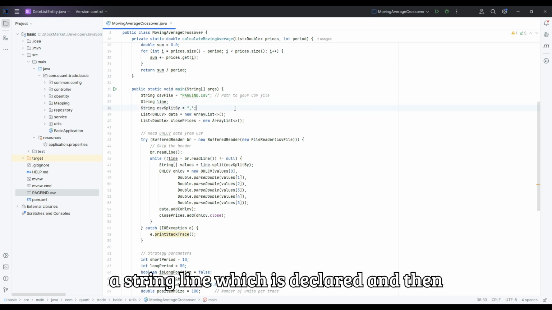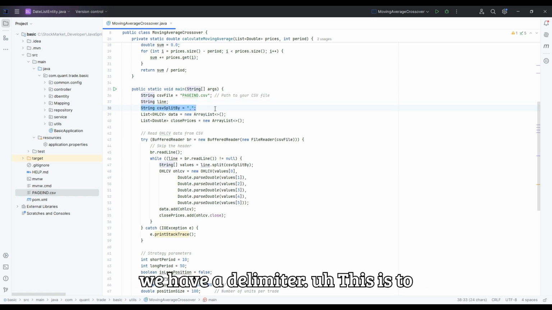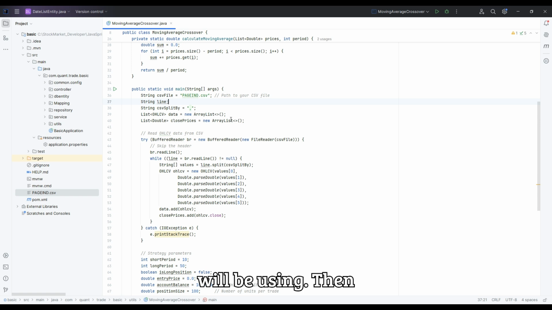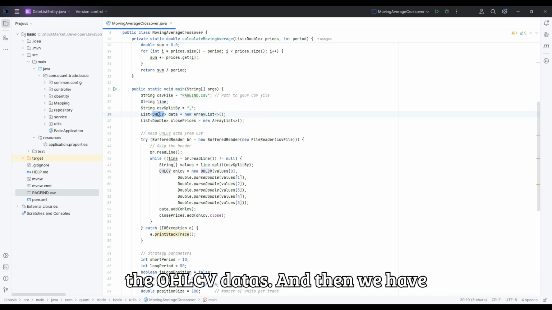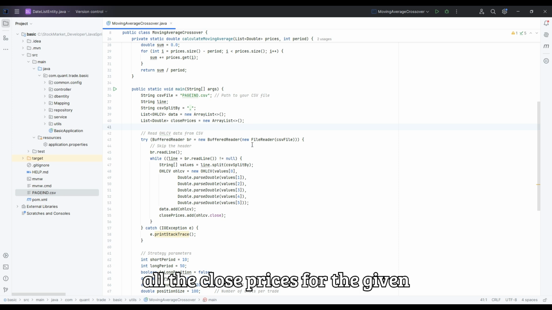We have a string line which is declared, and then we have a delimiter. This is to separate out the date, open, high, low, close, and volume of the given ticker. This will be the delimiter we will be using. Then we have an array list which will hold all the OHLCV data, and then we have another array list which will hold all the close prices for the given stock.